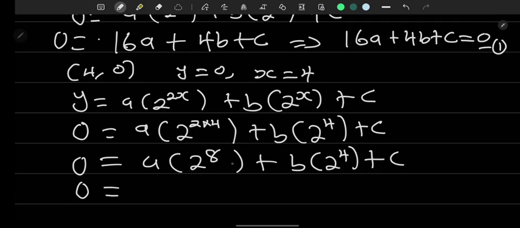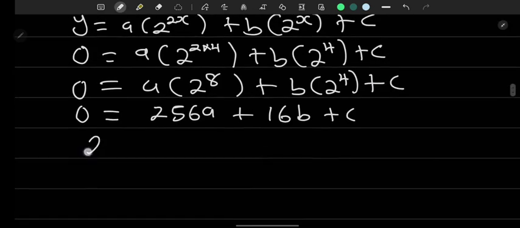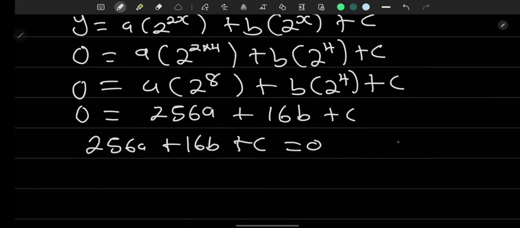2 raised to the power of 8 is 256, so this is 256a, plus 2 to the power of 4 is 16, so 16b, then plus c. This same equation can be written as 256a plus 16b plus c equals 0. We call this equation 2.